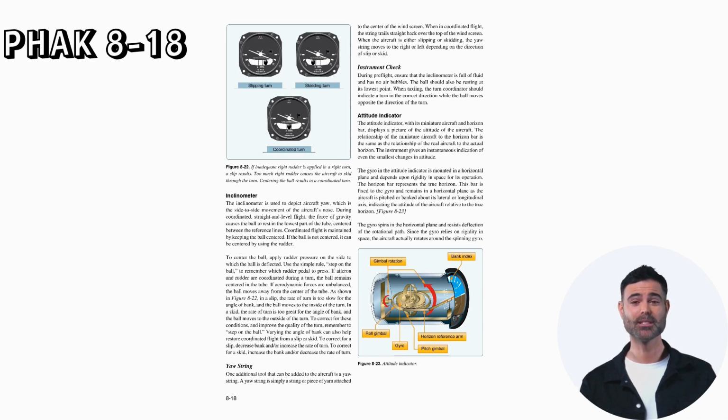This bar is fixed to the gyro and remains in a horizontal plane as the aircraft is pitched or banked about its lateral or longitudinal axis, indicating the attitude of the aircraft relative to the true horizon. The gyro spins in the horizontal plane and resists deflection of the rotational path. Since the gyro relies on rigidity in space, the aircraft actually rotates around the spinning gyro.